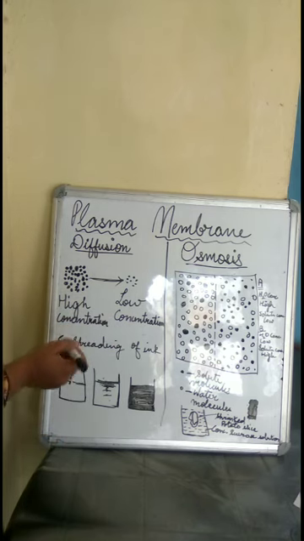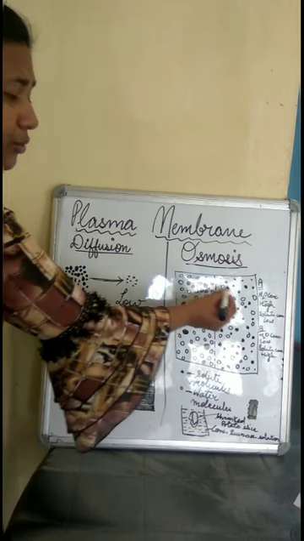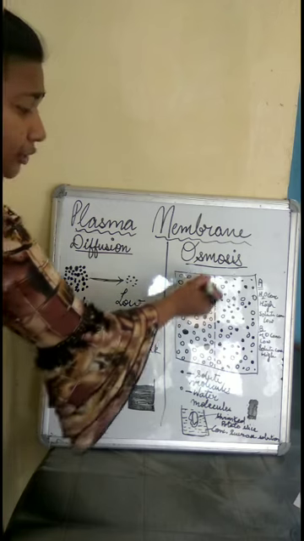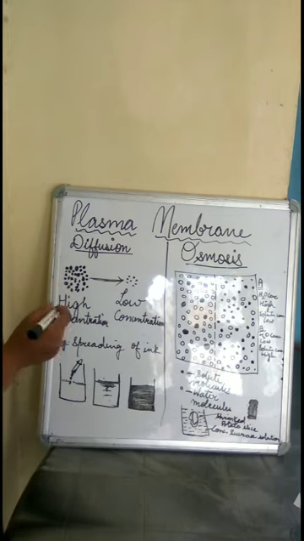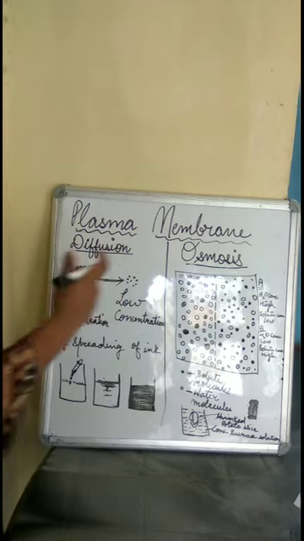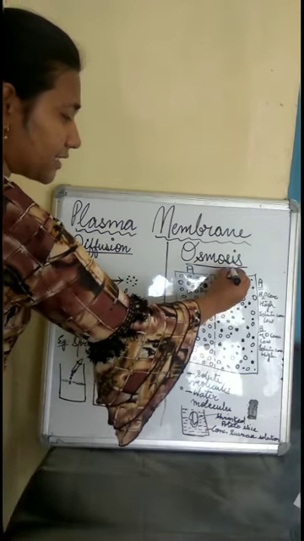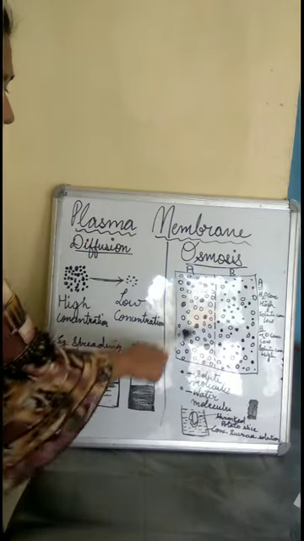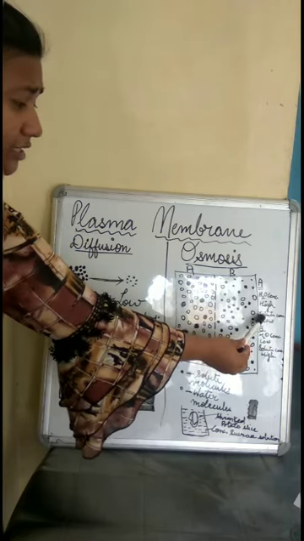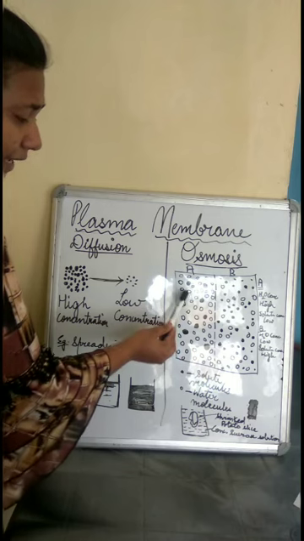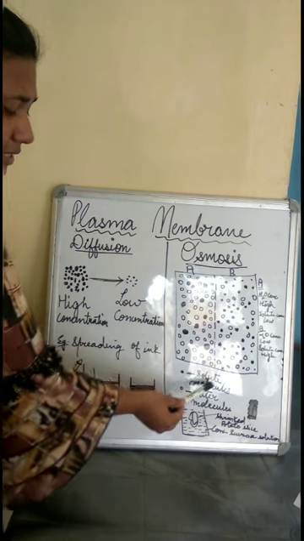Osmosis is the movement of solvent from a region of high concentration to a region of low concentration through a semi-permeable membrane. This is the semi-permeable membrane, that is, it allows only some substances to move across it. Consider this as chamber A and this as chamber B. Here in chamber A, the water concentration is high and the solute concentration is low. These white circles represent the water molecules, and these black dots represent the solute molecules.